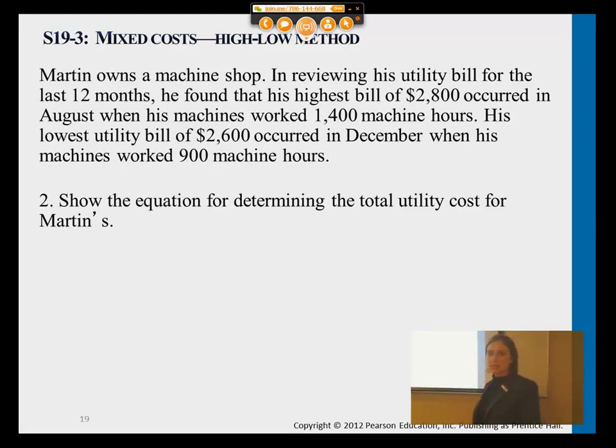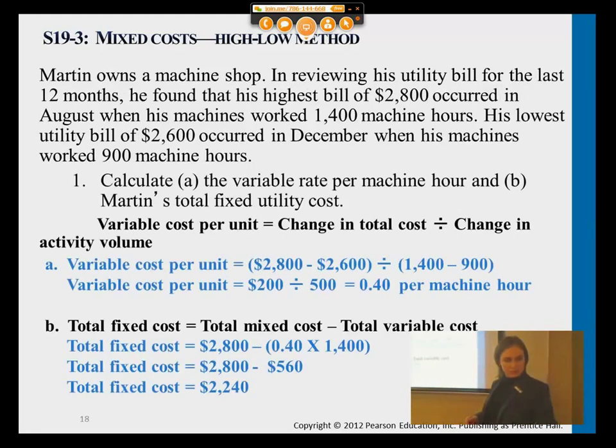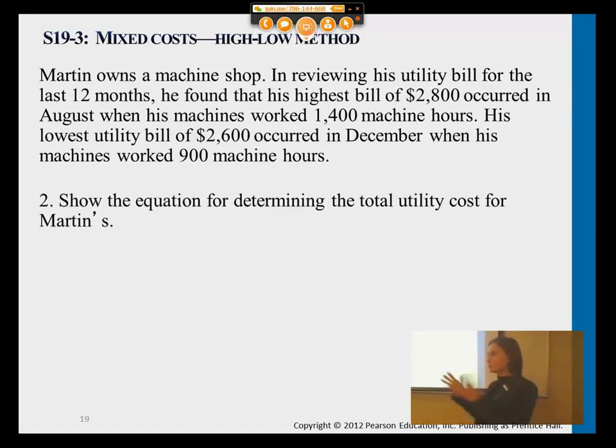So we just said that to calculate the variable cost, we know it's 40 cents per machine hour. And we also know our fixed cost right now, right? Yes. We have the fixed cost, we have the variable cost per unit. So somehow we need to put these numbers together and get the total cost.